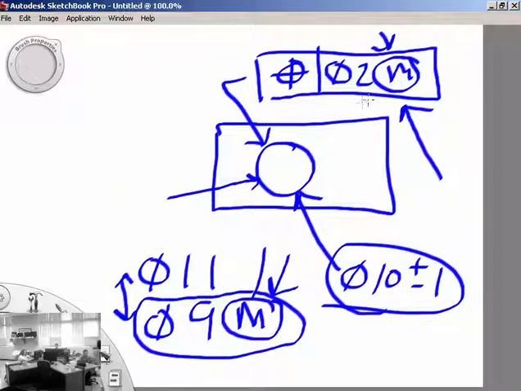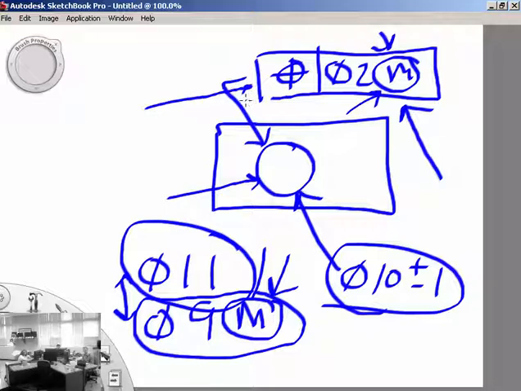Keep in mind, this modifier right here tells you when you have to check. If it's 11, 11 is not the M condition, is it? Which one of these measurements is the M condition? 11 or 9? Well, the 9. Yeah, the 9. So if 11 is not an M condition, then should I have to check this?